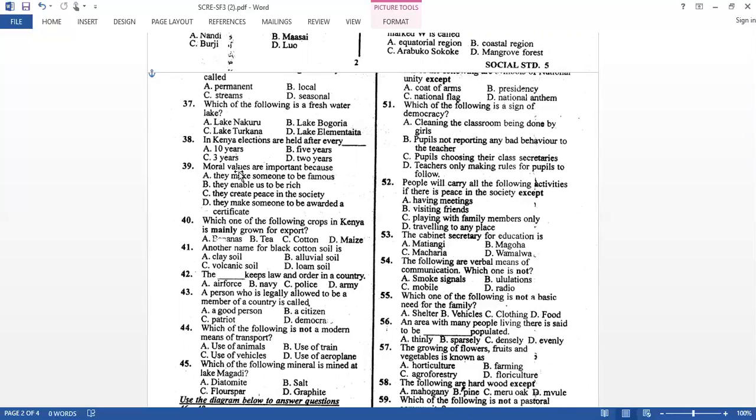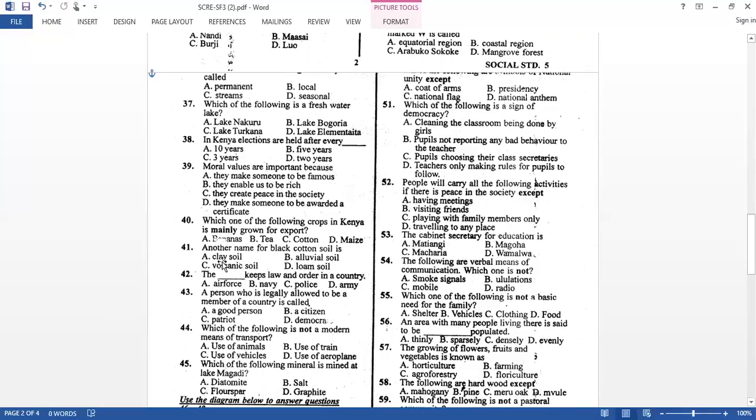So those three answers, they are null and void. The correct answer there is they create peace in the society. Which of the following crops in Kenya is mainly grown for export? The main cash crop that is grown in Kenya is tea. Remember, maize is a what?